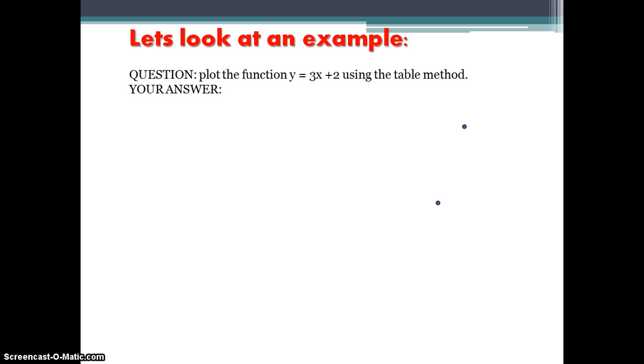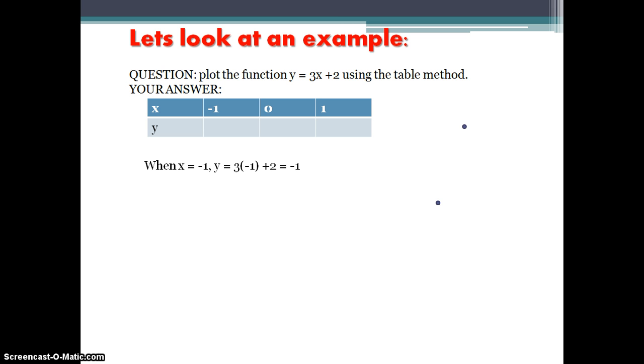Your answer should look like this. First, you draw the table. You use the values for x, -1, 0, and 1. Now we have to figure out what the values of y are, and we do that by substituting our chosen values of x into the formula. Let's start with -1. When x is -1, y is 3 times -1, -3, plus 2, which is -1. We put our -1 into our table, and this is a new coordinate, -1, -1.